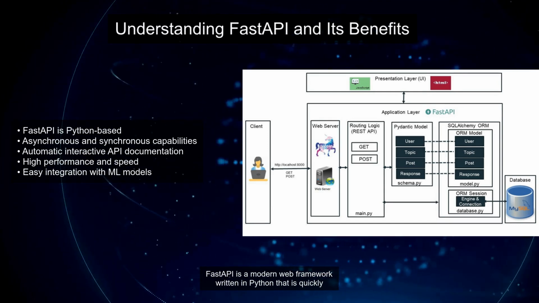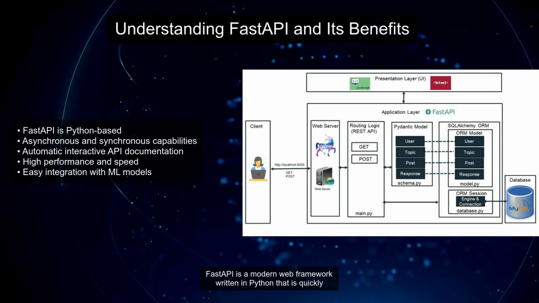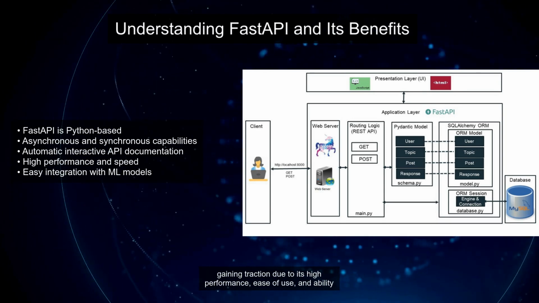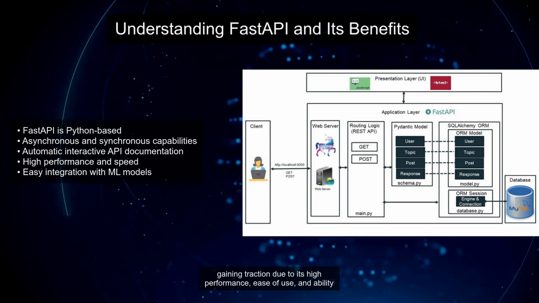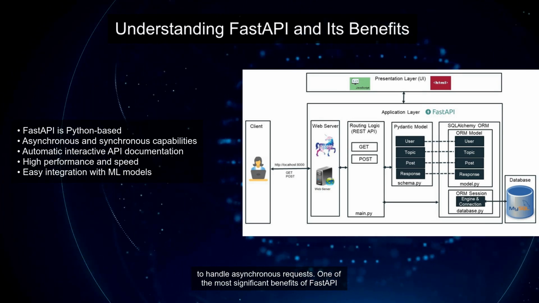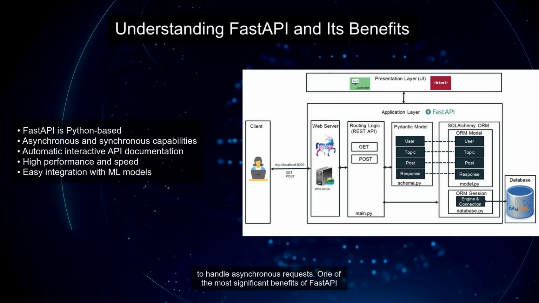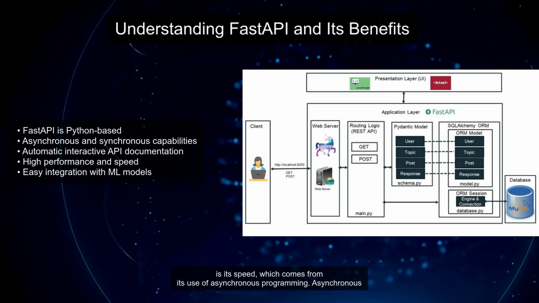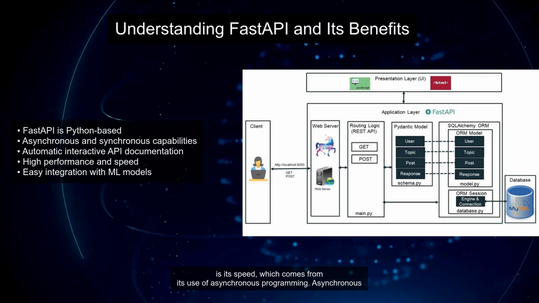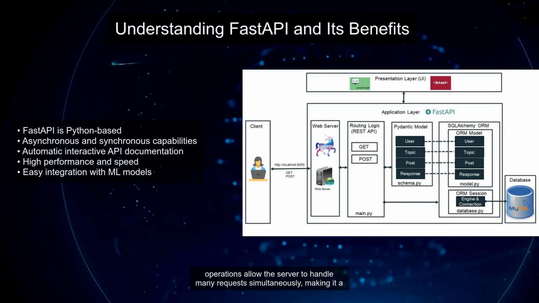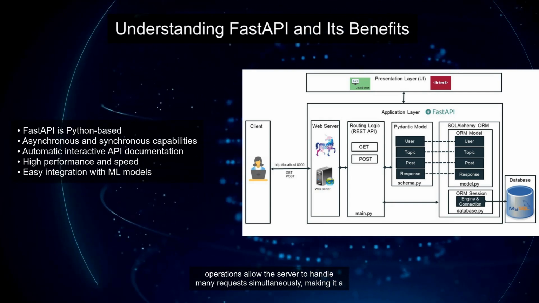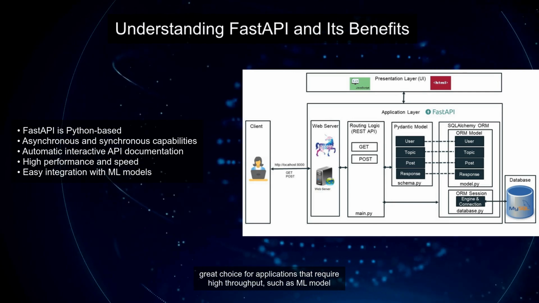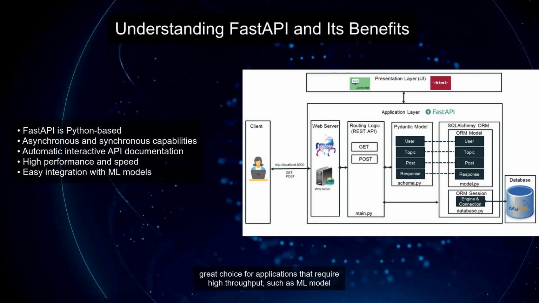FastAPI is a modern web framework written in Python that is quickly gaining traction due to its high performance, ease of use, and ability to handle asynchronous requests. One of the most significant benefits of FastAPI is its speed, which comes from its use of asynchronous programming. Asynchronous operations allow the server to handle many requests simultaneously, making it a great choice for applications that require high throughput, such as ML model serving.